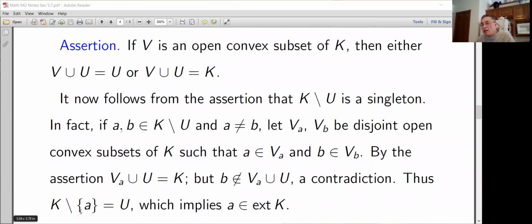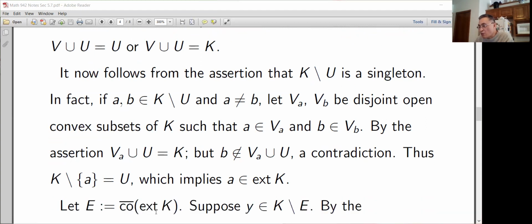So K minus U is equal to 1 point, A, and K minus A is equal to U. But U is convex by our observation before the proof. If K minus A is convex, then A is an extreme point by our observation before the theorem. Since K minus this 1 point set is convex, this A must be an extreme point.